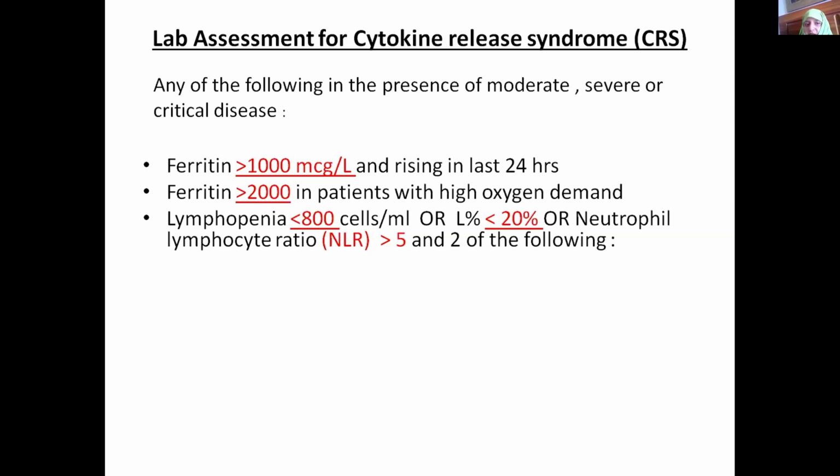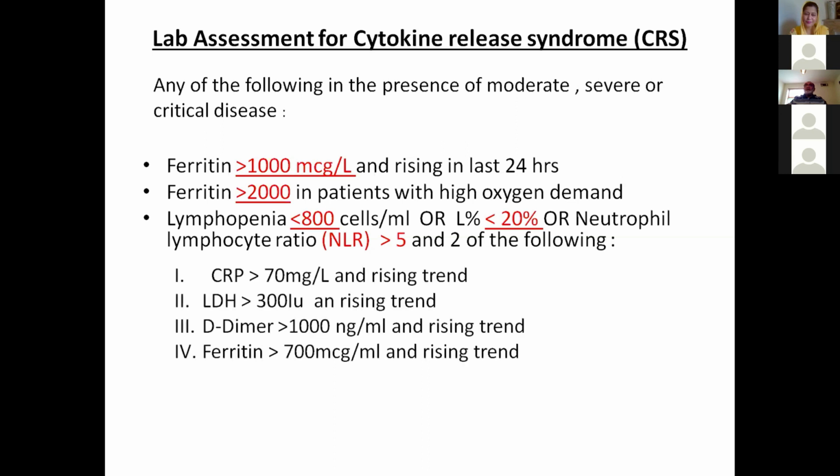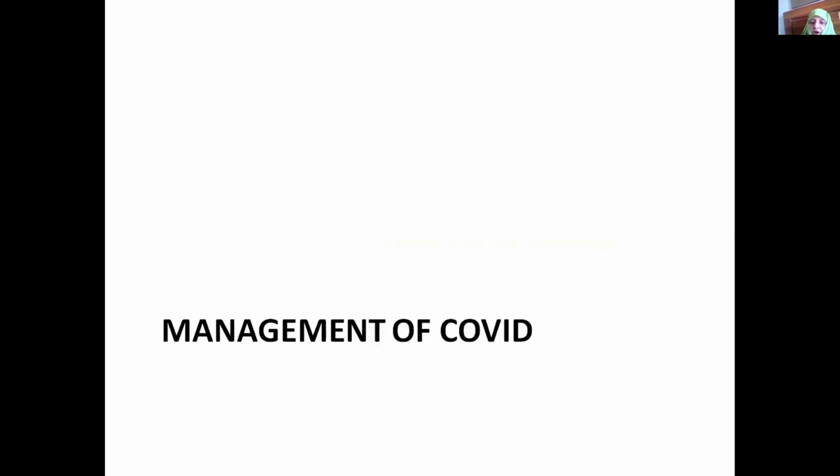Or you have lymphopenia less than 800 cells, or lymphocyte percentage of less than 20%, or a neutrophil lymphocyte ratio above 5, with any two of these: CRP above 70, LDH 300, D-dimer 1000. Or if you have the alternate reading, D-dimers are reported as 1 or 0.5, so you can have those readings as well. And ferritin above 700 micrograms per ml. Any two of these in conjunction with CBC abnormalities can be used to label a patient as having cytokine release syndrome.